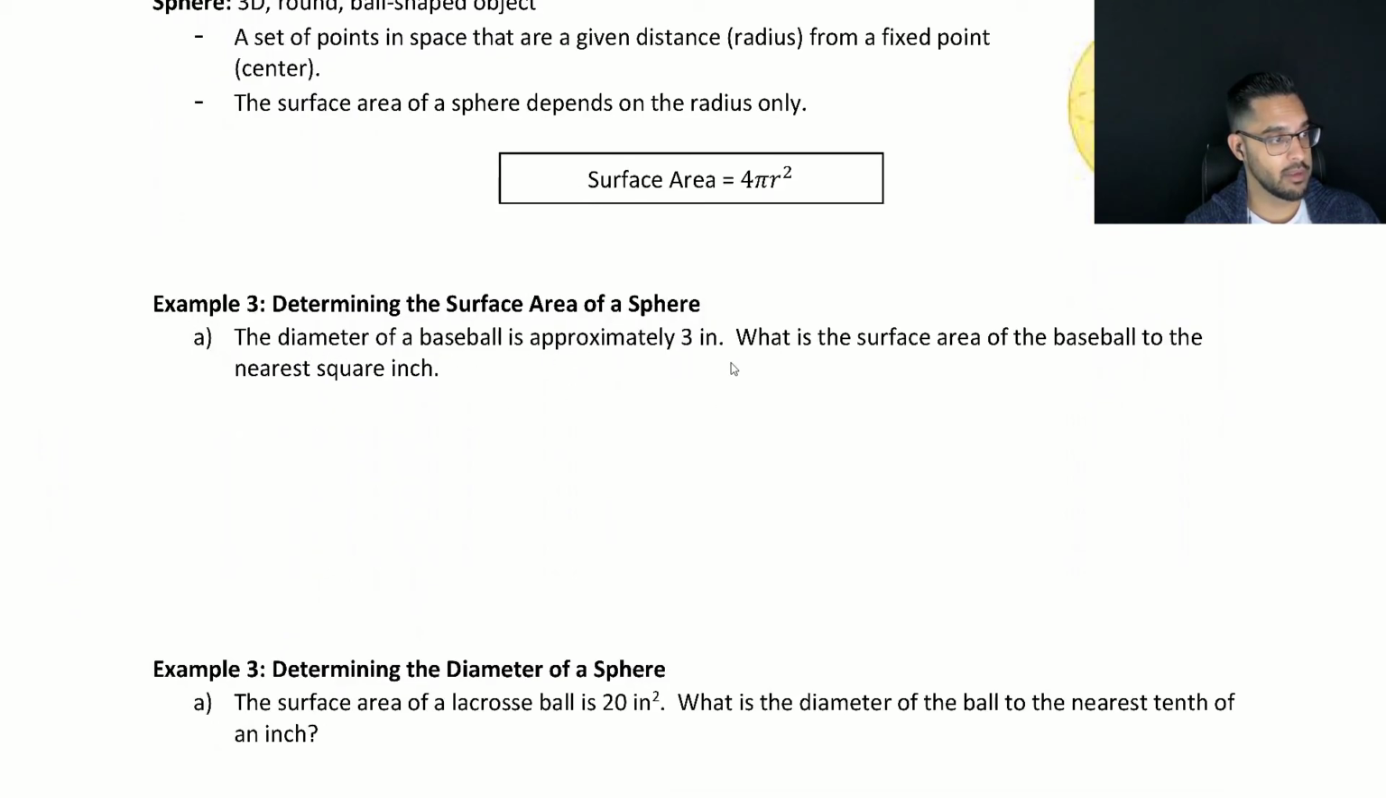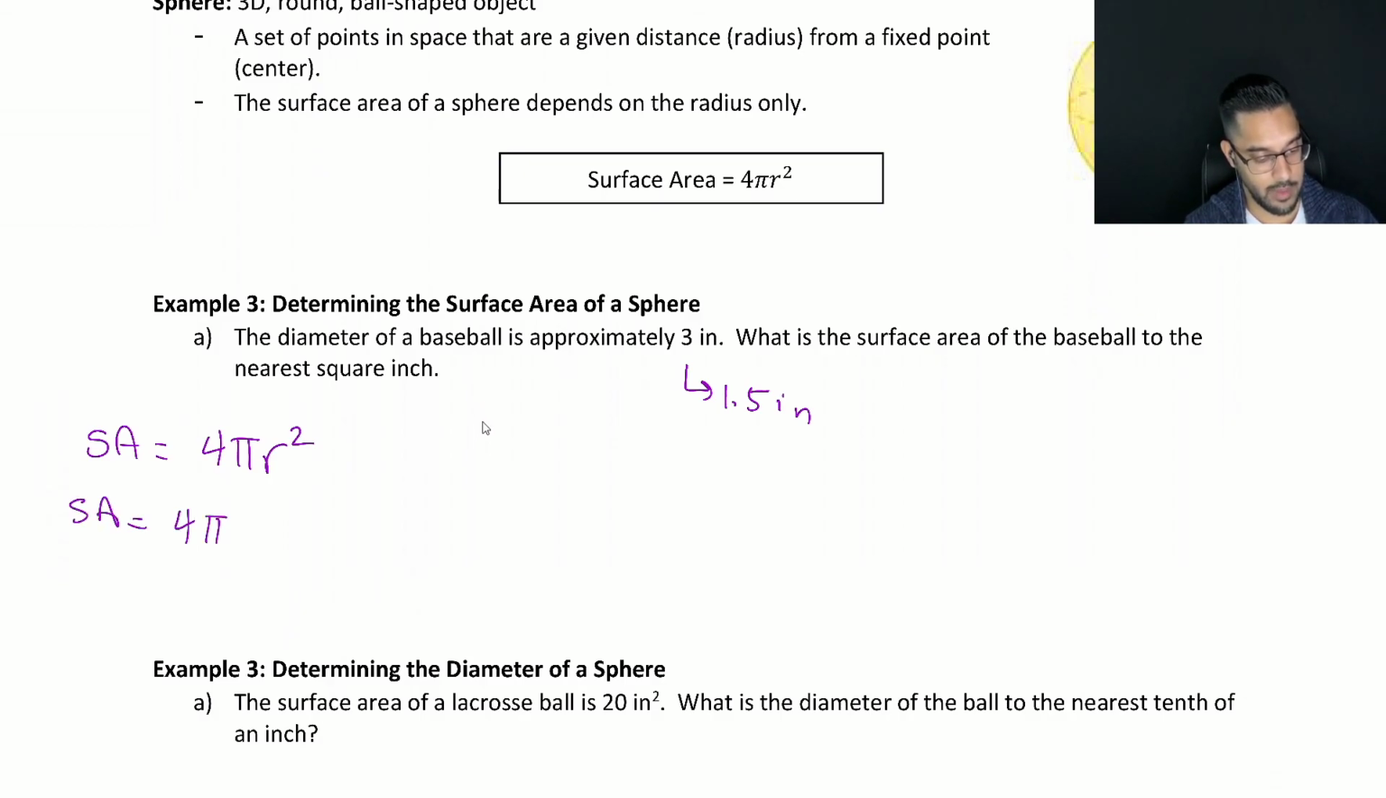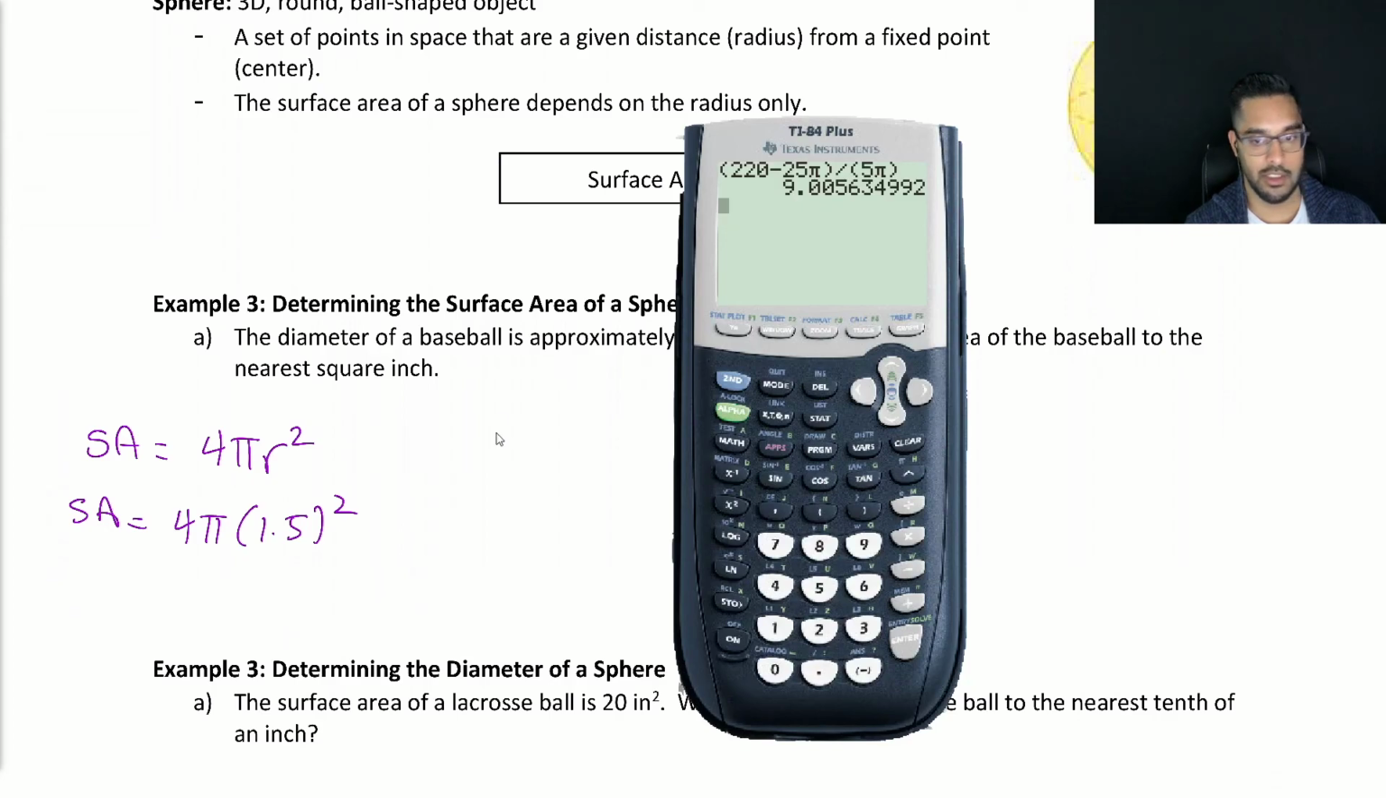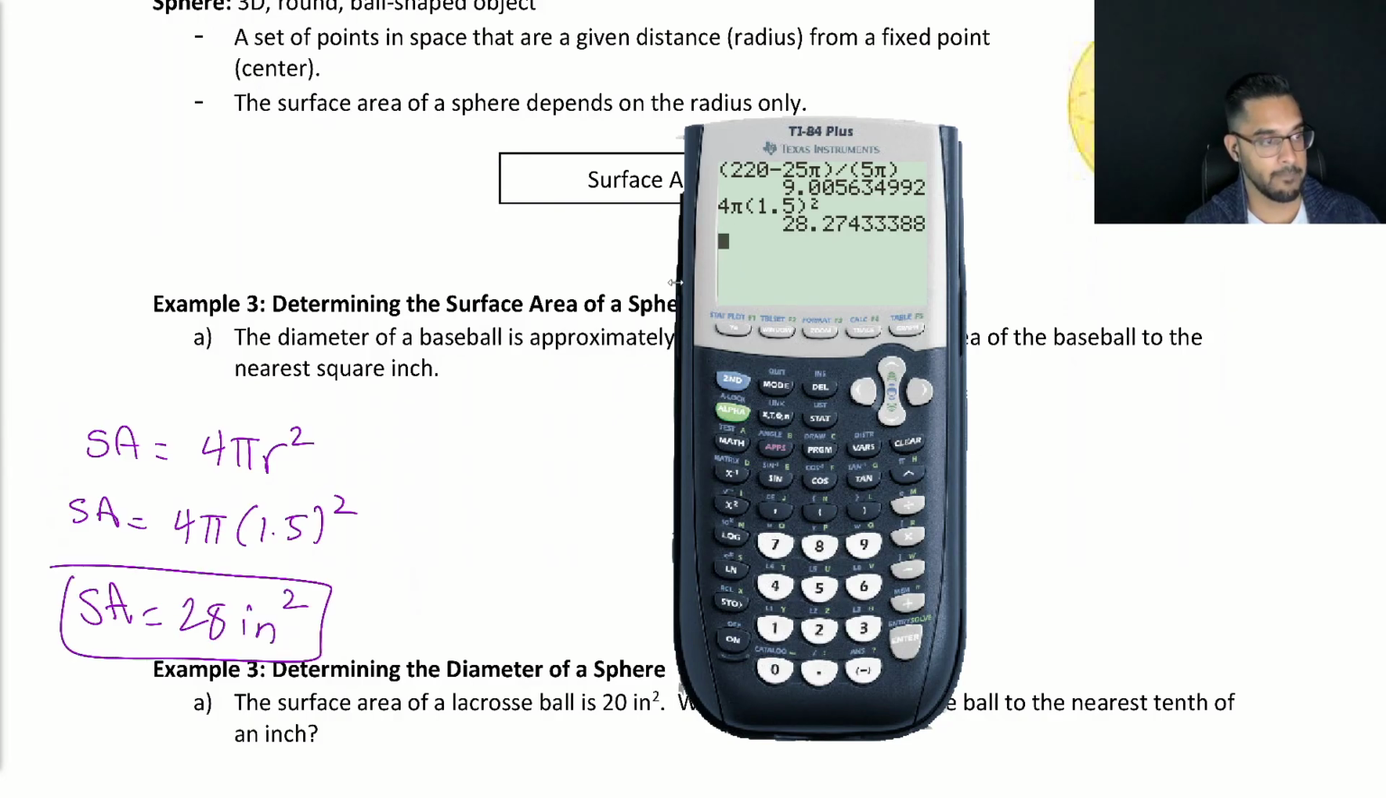So the diameter of that baseball, 3 inches. Again, that's a diameter. We need a radius, 1.5 inches. Find the surface area of said baseball to the nearest 10th. So that surface area is 4 pi r squared. So surface area is 4 times pi, radius 1.5, and that is squared as well. So when you plug that into your calculators, we should get 28 inches squared. So let's just make sure: 4 pi, radius of 1.5, that value squared, 28 to the nearest whole number. And that is inches squared. Okay, so there you go.